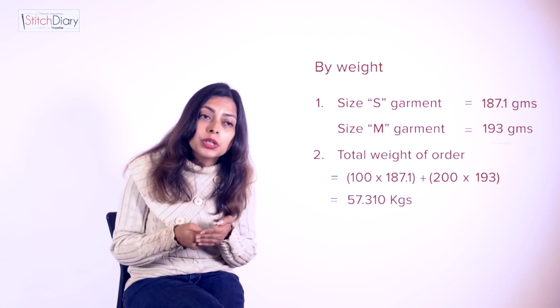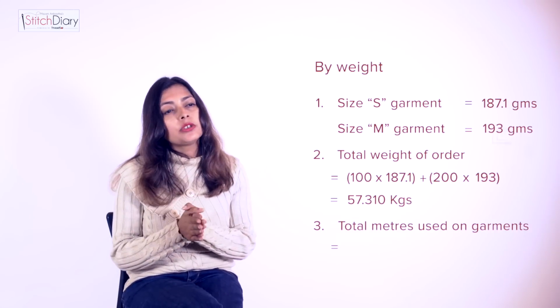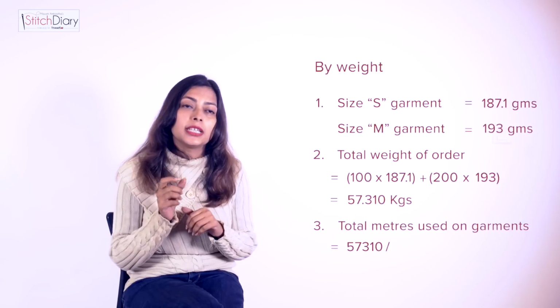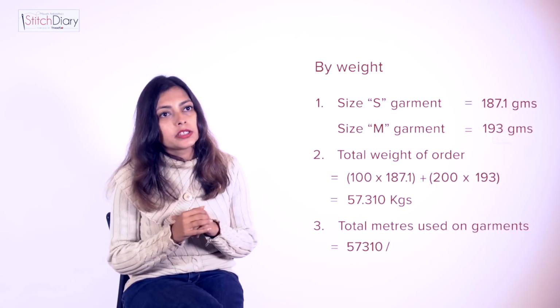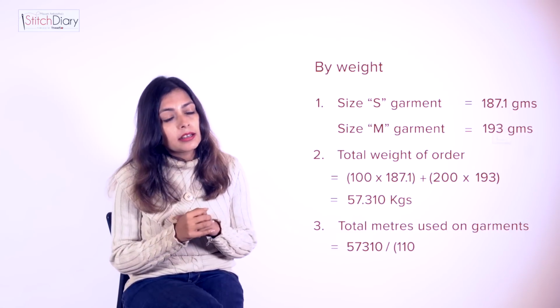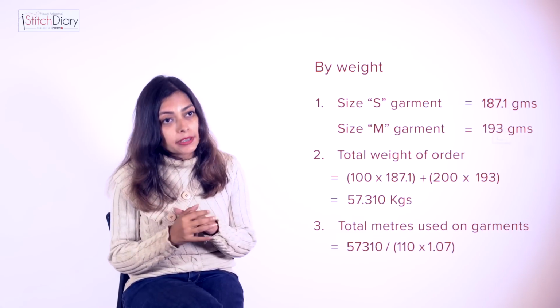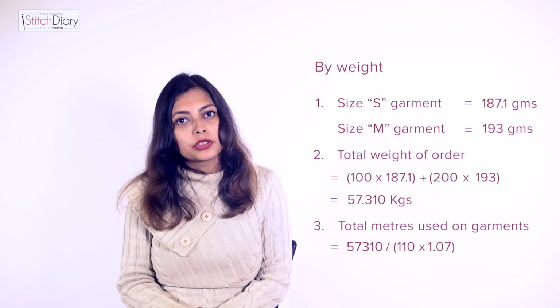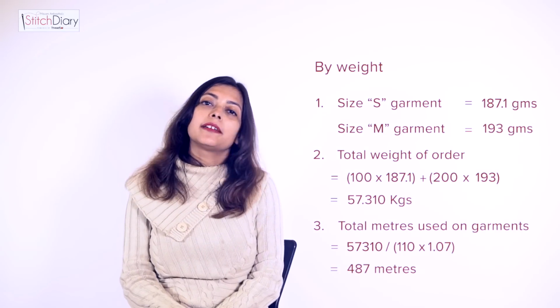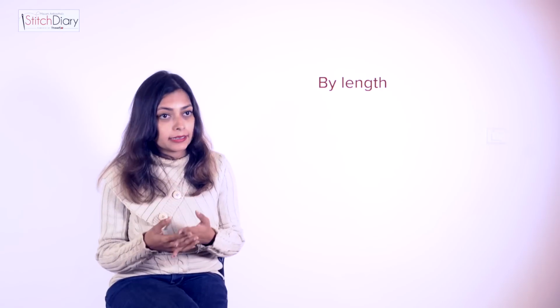Now we need to convert this into meters. We need to simply divide it by GSM and width. GSM, let's say, is 110 and width is 1.07. So the total fabric used in the order is 487 meters. Now let's calculate the same number using length.